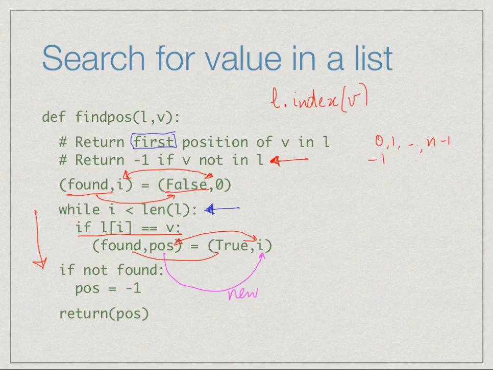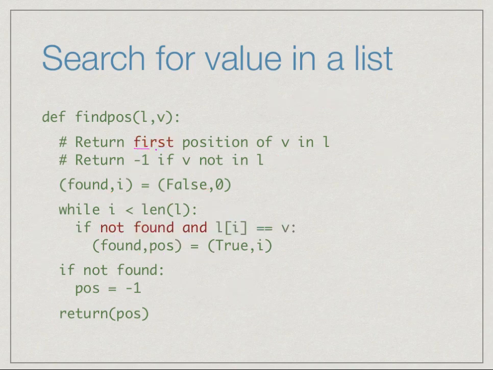So we first change that. We say that we want the first position. If we want the first position, we want this update to happen only if we have not found the value so far. So we add this extra condition which says that if L[i] is v and we have not found it so far, then we update found to true and we set pos to i. This ensures that pos is updated to i only the very first time we see v.